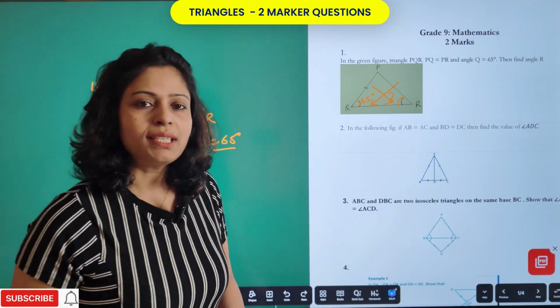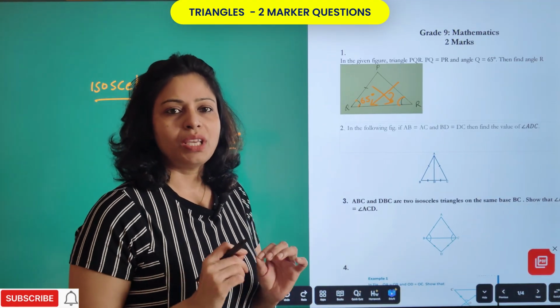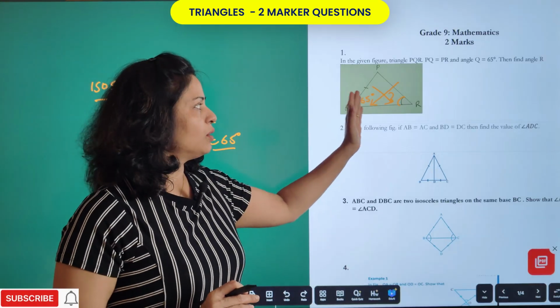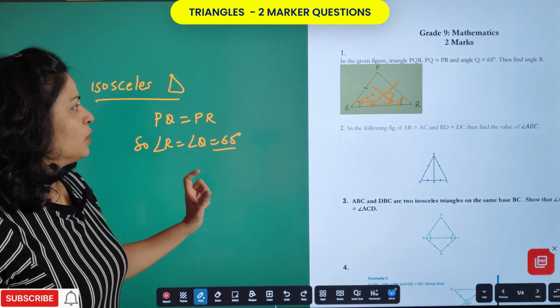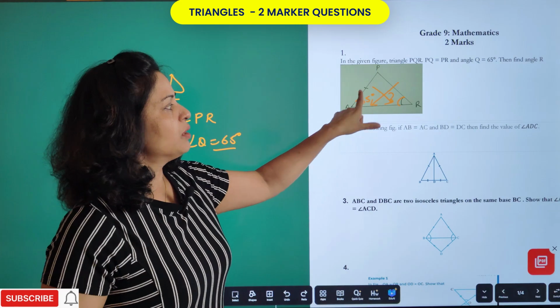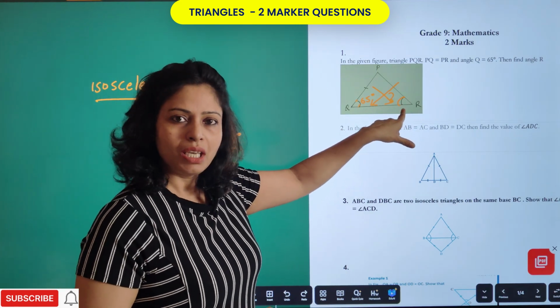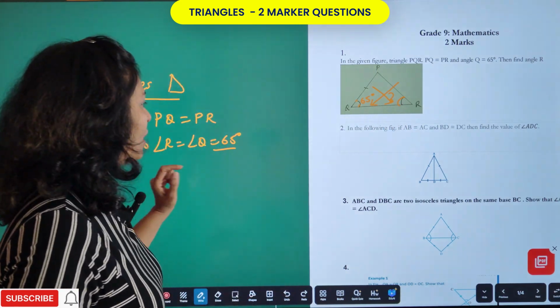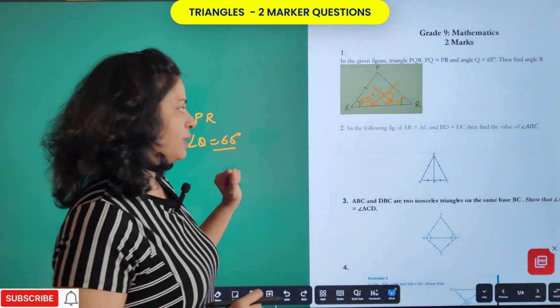So if you know this theorem, the angles opposite to equal sides of an isosceles triangle are equal. So if one angle is given here, the other angle also will be equal to that. That is why we got our angle R as 65 degrees.